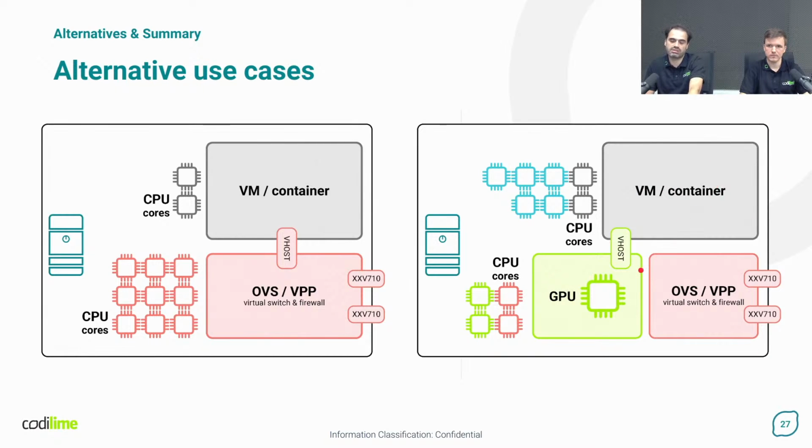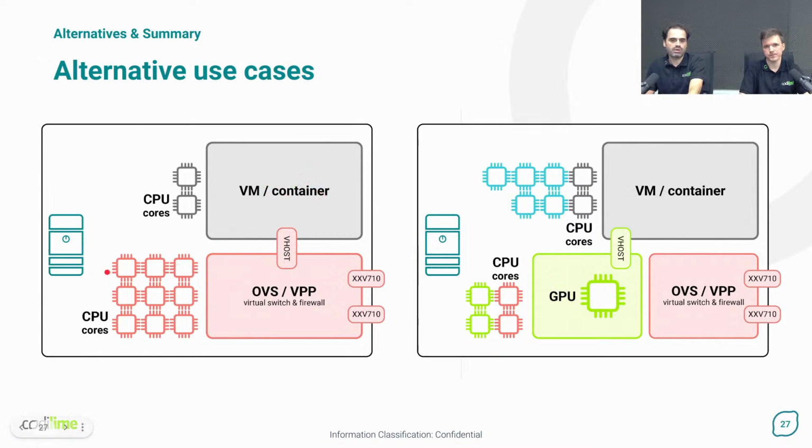The VPP supports multiple plugins. And here on the left, we have a typical deployment scenario. We have a VPP or OVS working as a virtual switch and with the firewall function. And packets arrive on the physical interface. They are being processed by the virtual switch. And after the ACL, they are hitting or not a virtual machine and the container.